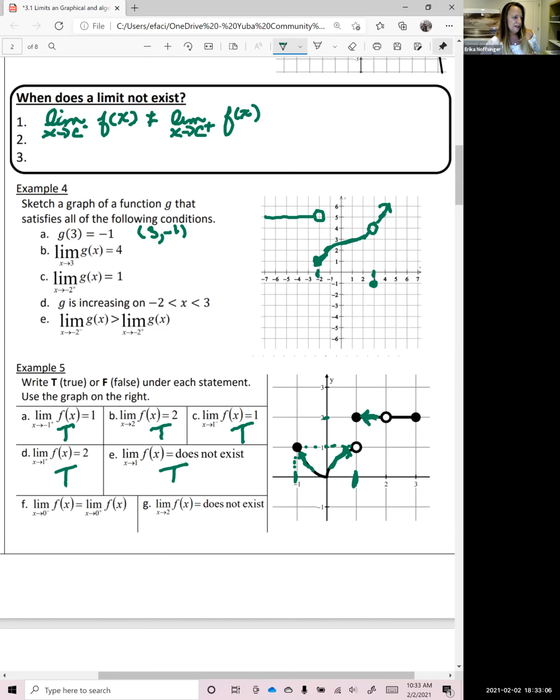And then the limit as x is approaching 0 from the left of f of x is equal to the limit as x is approaching 0 from the right of f of x. So I'm looking at this, locating x equals 0, well, that's the origin, and is the left-hand side and the right-hand side coming into the same y value? And it is. So this is also true.